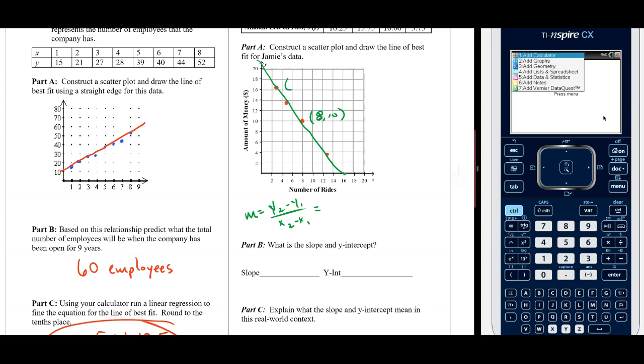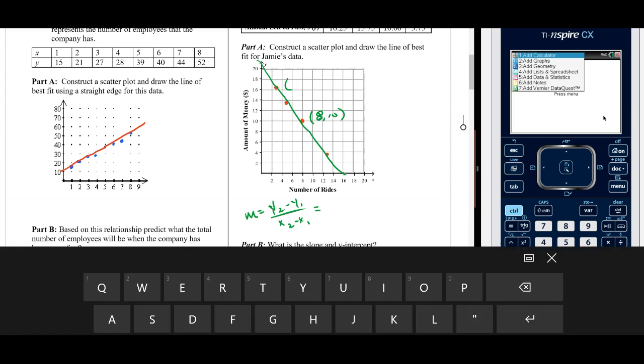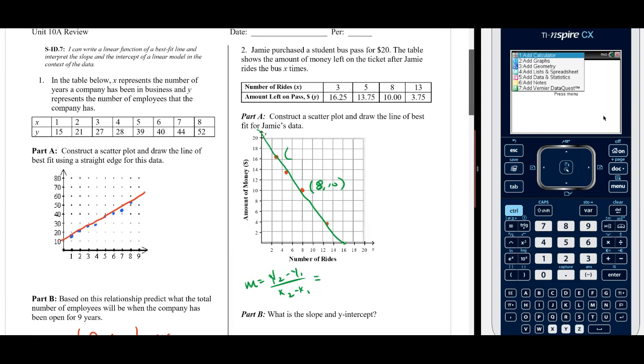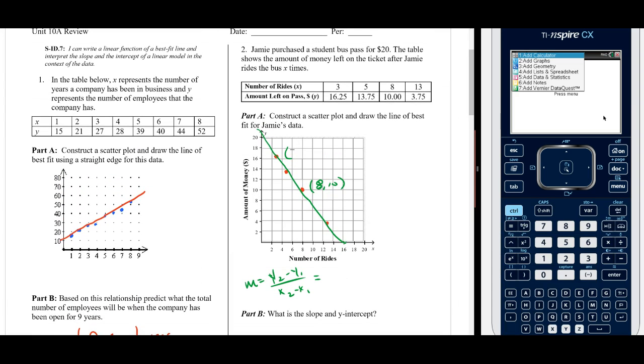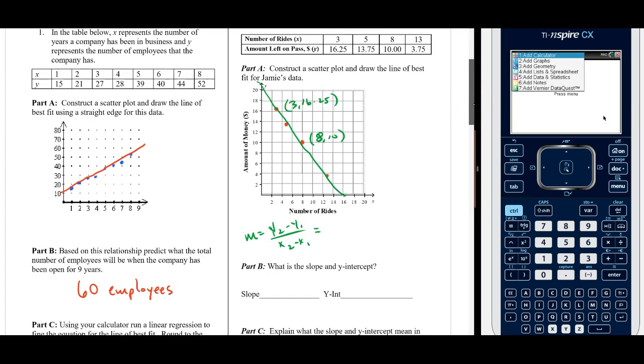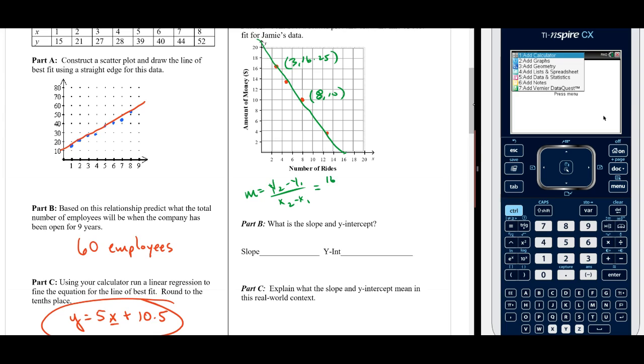That first point was, where was that first point at? The first point was at 3 and 16.25. So I've got 16.25 minus 10 over 3 minus 8.